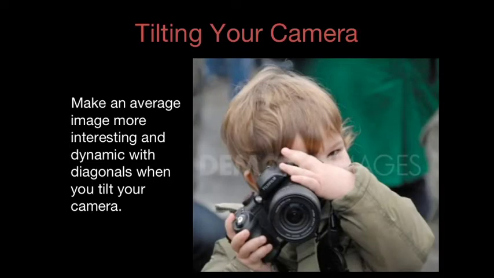Our third way of holding your camera is by tilting your camera. This is by holding the camera at an odd angle. It's not horizontal, not vertical, it is somewhere in between. By tilting your camera, you're able to make an average image more interesting and dynamic with diagonals.